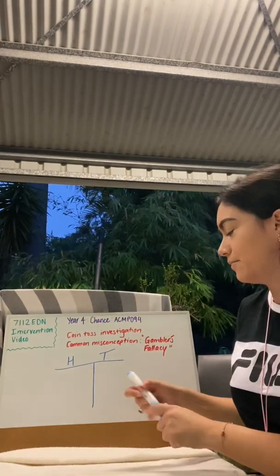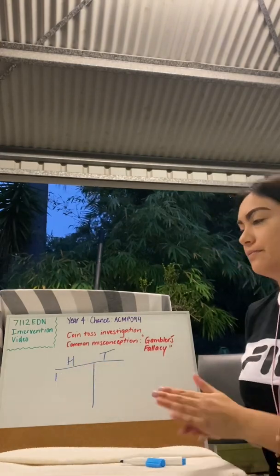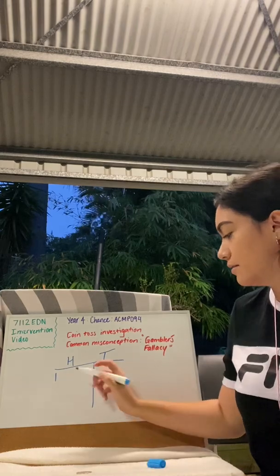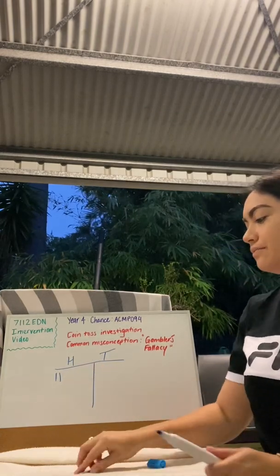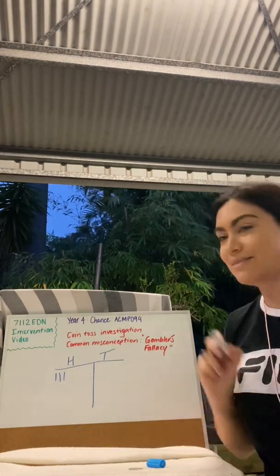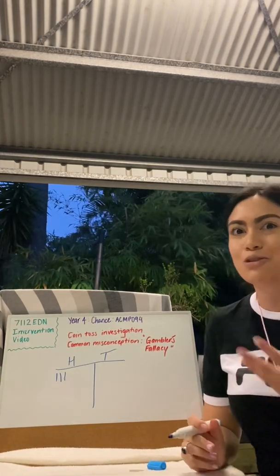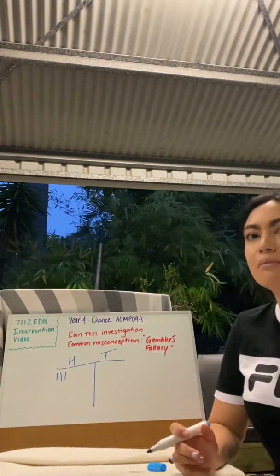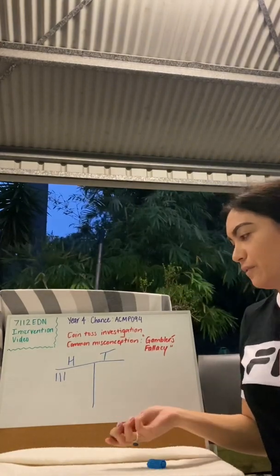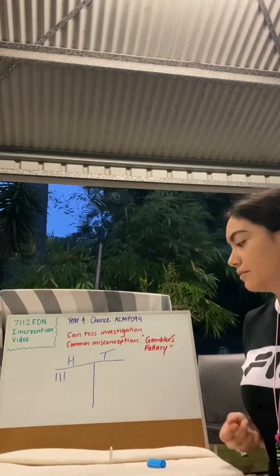It's heads. It's heads again. Heads again. See? Is there a pattern here? No, you might think it's a pattern, but it's definitely not. It's still 50-50. There's still an equal chance that tails can be drawn or heads.